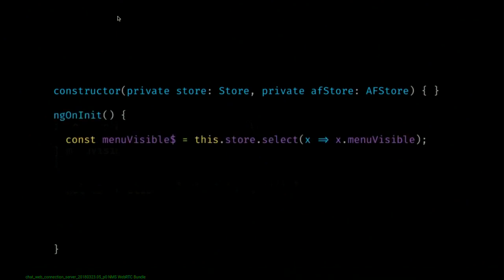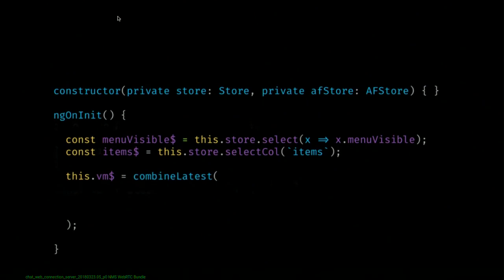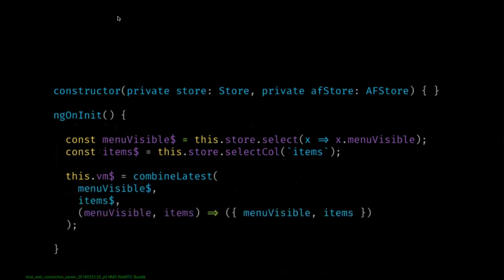We can select our menu visibility and get that stream back from the NgRx Store. And then with the AngularFire Redux Store, we can just select the collection of our remote state. And then now we have these two pieces. We'll create a little view model observable, use combineLatest to combine these two observables together, and then using the nifty little projection function, we just merge them into one object.